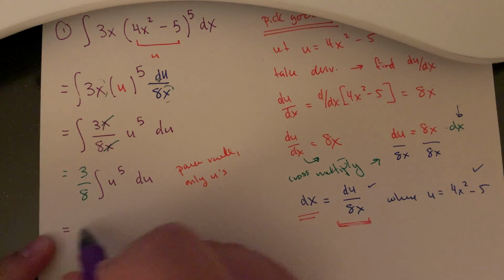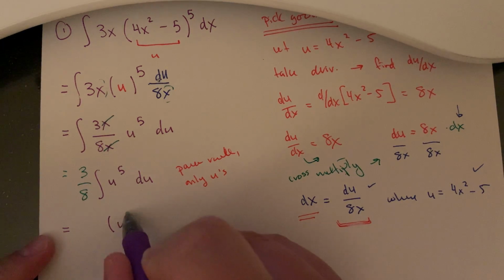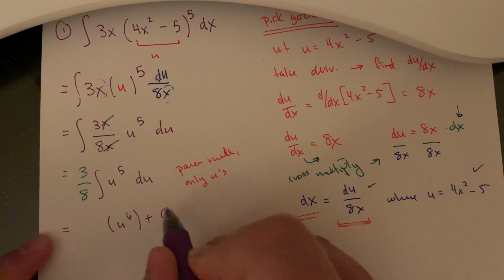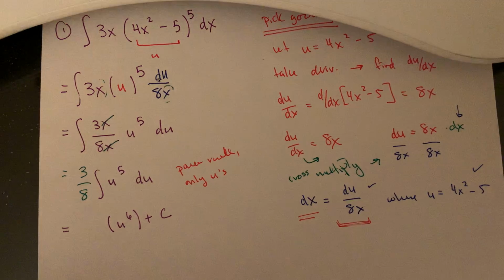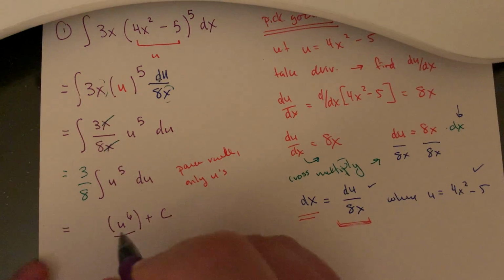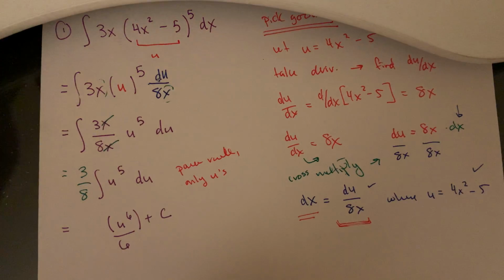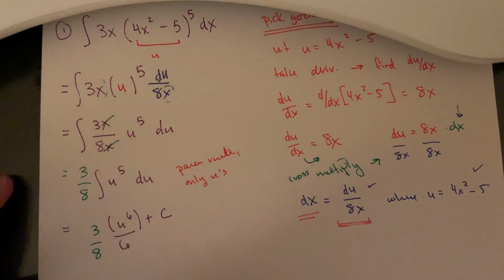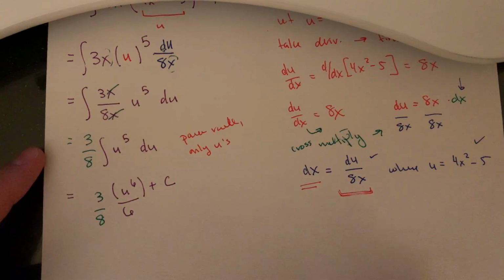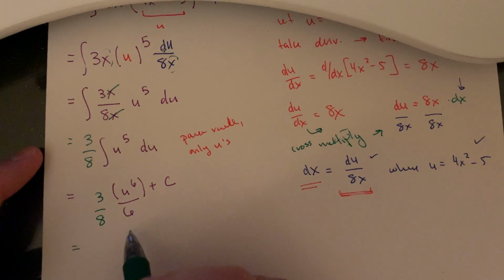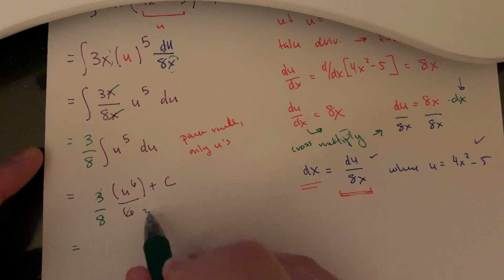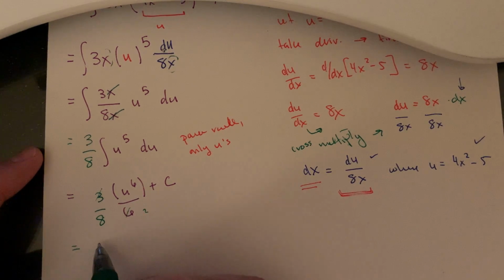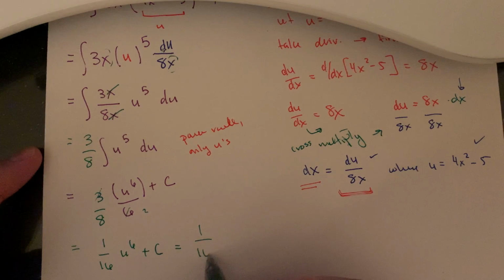That means that would be u to the 6, plus c. I have u to the 6 over 6, add 1 and then divide, times this 3/8 out front. So when I clean this up, I can say, well, 3 and 6, that's like 2. So this is 1 over 16, u to the 6 plus c, which then is 1 over 16.